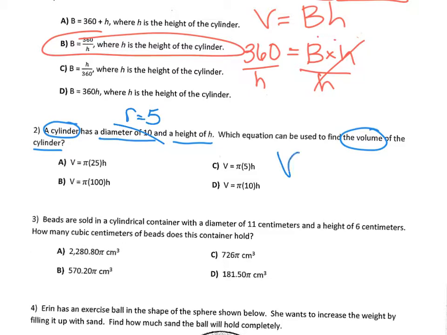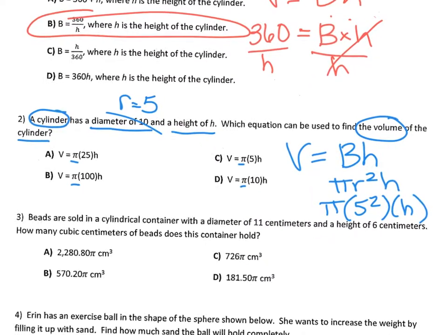The volume of a cylinder is area of the base times the height. And since it's a cylinder, our base is a circle, so it's really pi r squared times height. If you look at your answer choices, they already have pi included. It's C. So if we plugged in pi for the radius, 5 squared times the height.